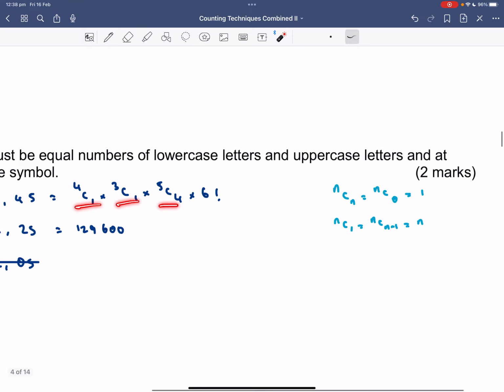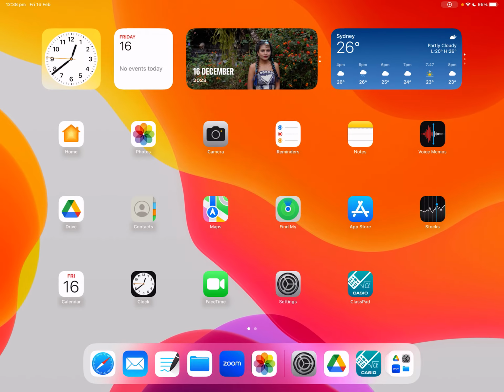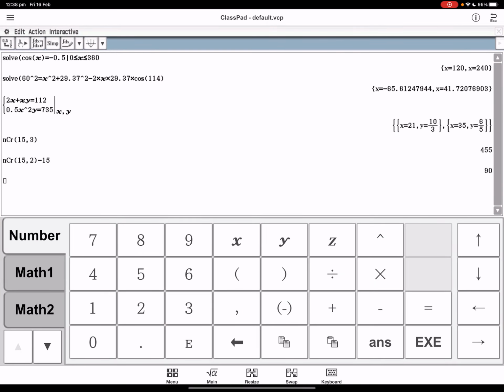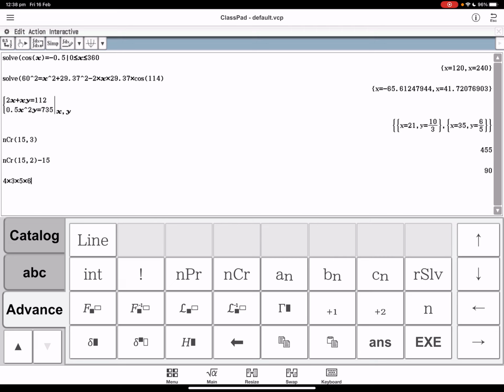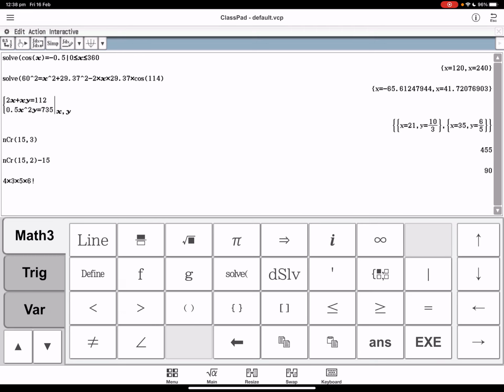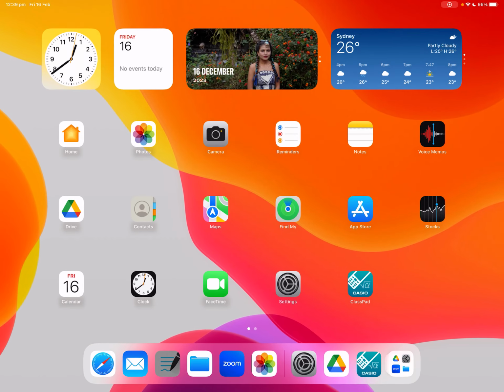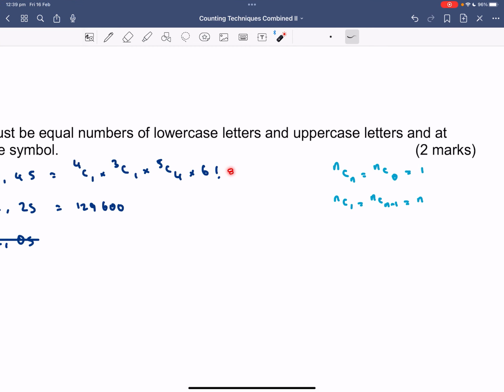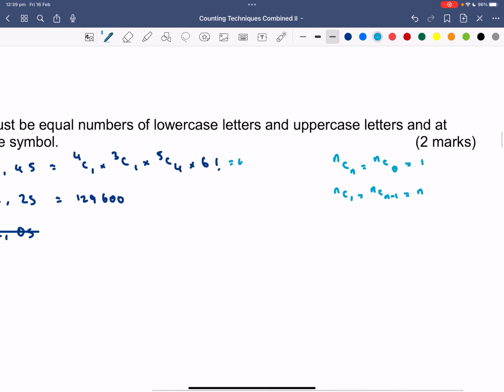So we're just doing 4 times 3 times 5 times 6 factorial. Now, where is factorial? Is factorial there? Yeah, it is. It's right there. Exclamation mark. Execute. All right, so we have 43,200 ways of doing the first one.